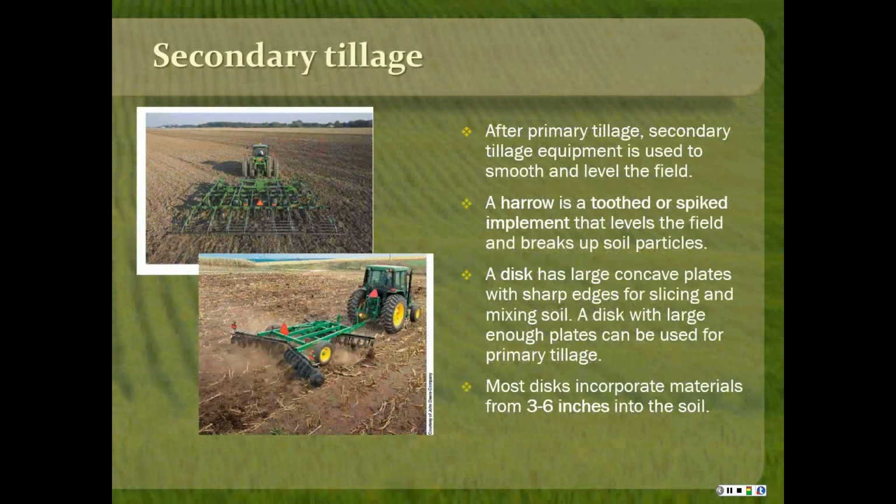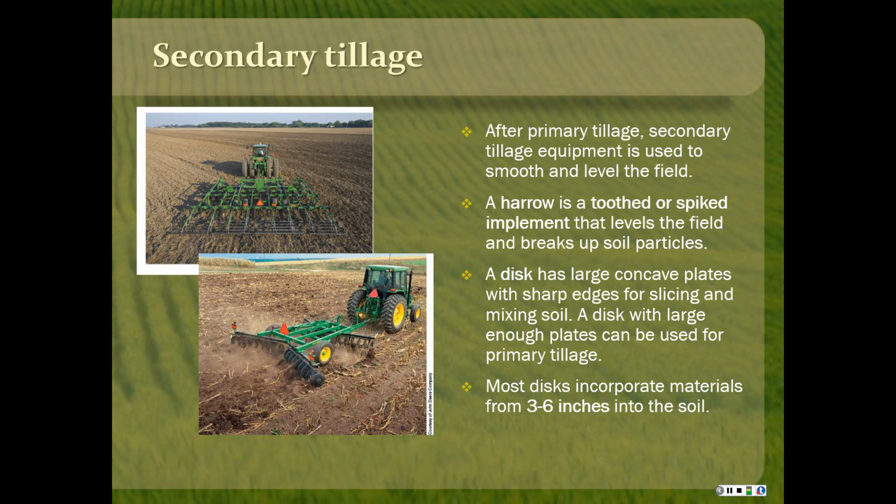And then secondary tillage, which would be done after the primary, going over with a plow of some kind. After primary tillage, the secondary tillage equipment is used to smooth out and level the field for the seed bed. And usually they use something like a harrow or a disc. A harrow is a toothed or spiked implement that levels the field and breaks up soil particles. There's one on the top picture.